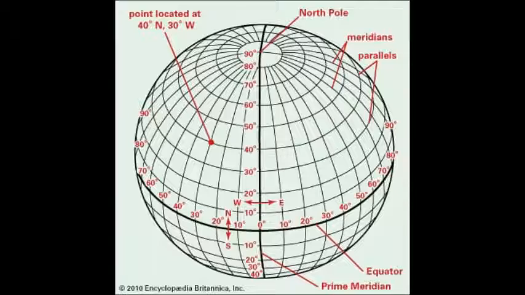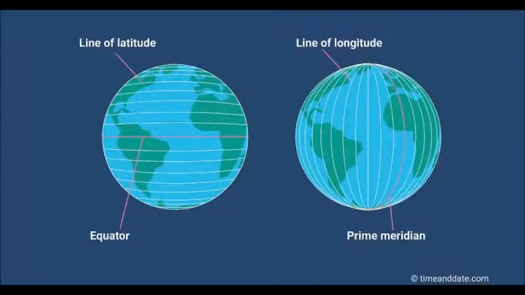As you can see in the picture, some lines are running from north to south and some lines are running from west to east. So it is forming a network of lines, and this network is called the Earth's grid. The Earth runs around an imaginary line that passes through its center. This line is called the axis of the Earth.